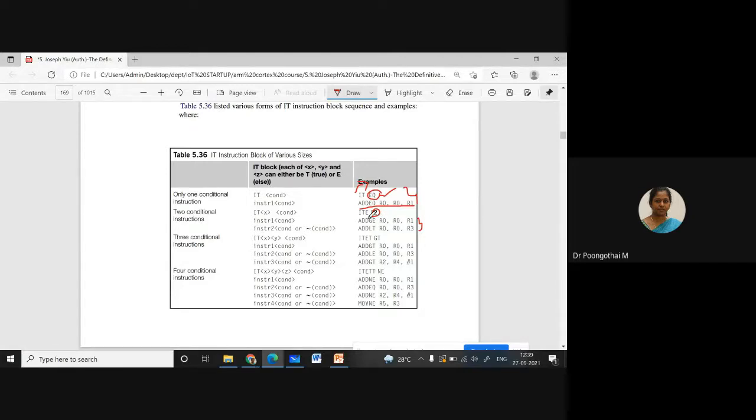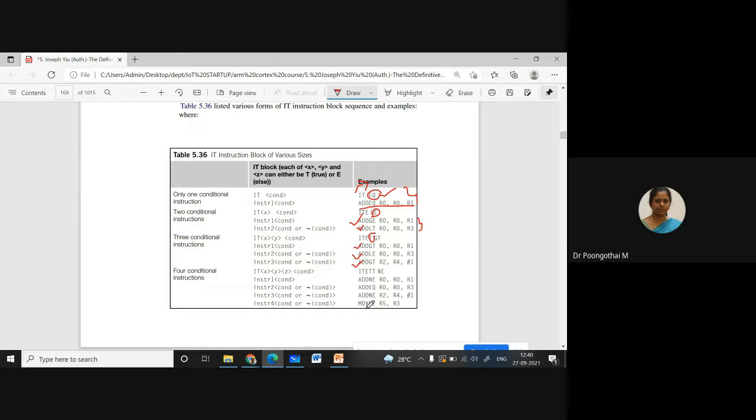So we have 16 combinations of conditional attribute. You can use any one of these: equal, greater, lesser, larger, carry clear, carry set, overflow set. Many combinations are there. I will cover that in unit 2. So if the condition is true, the first instruction will be executed. Else, the second will be executed. And for three conditional instructions, if the condition is true, greater than, your first will be executed. If the condition is false, the second will be executed. Again, then is given here, so if the condition is true, the third instruction will be executed.